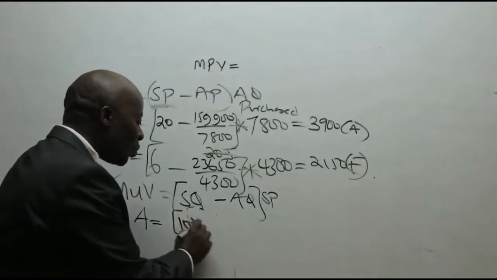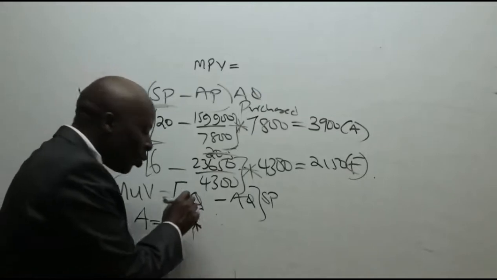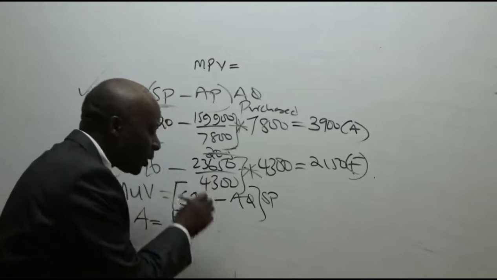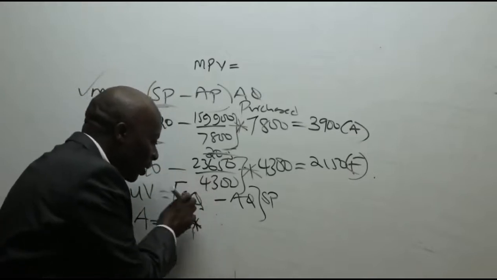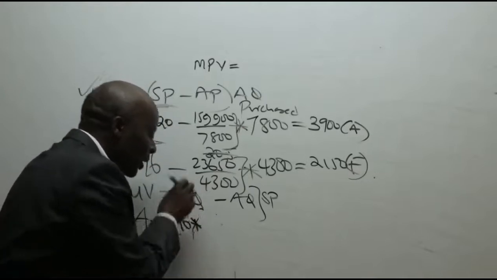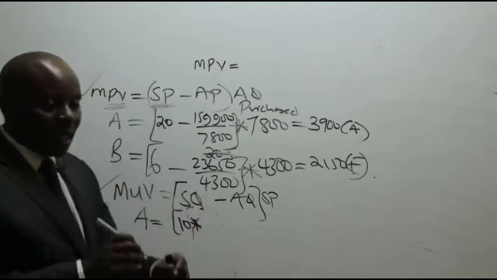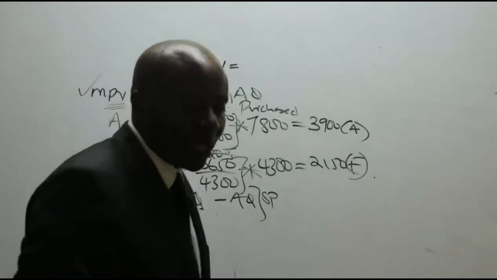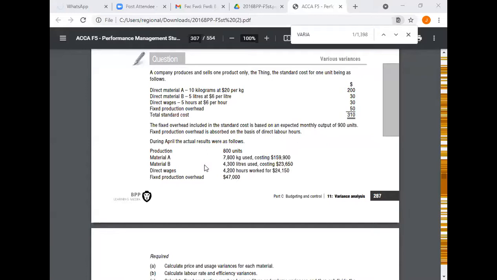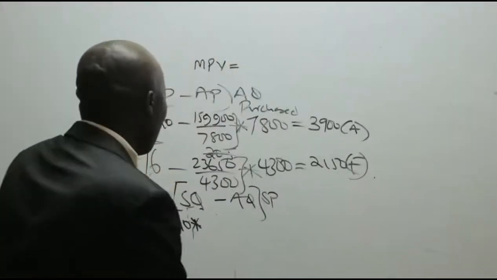But now times what? Because remember, it is standard quantity for the actual number of units that were produced. Anytime we talk of capital SQ, there must be the actual number of units produced. So it will be 10 times what? We must know the number of units that were produced at the end of the day. If you look at this keenly, the production was 800. So in this case, it will be 10 times 800.